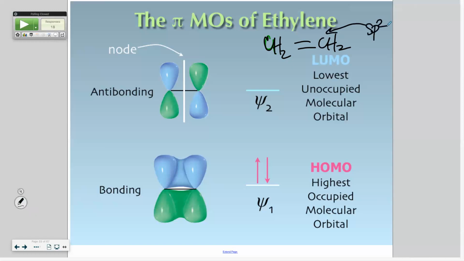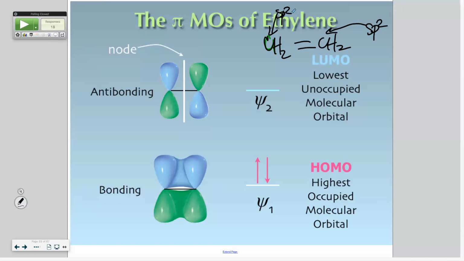sp2. Okay, both of them are sp2. Each one of them has a p orbital on it. What we're going to use in our pictures are p orbitals. So you have 2 p orbitals. Blue and green are the colors used from this book. You can use any 2 colors. There's no reason for blue and green, except it was pretty, I guess.